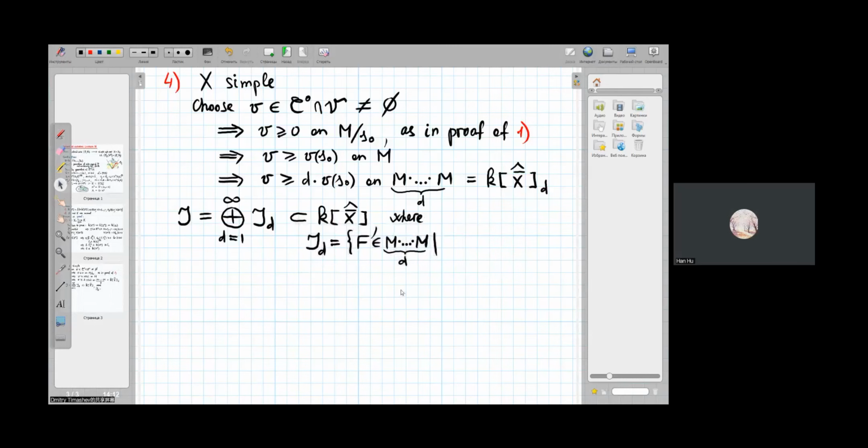We sum from 1, not from 0, because formally you can define this for 0 as well. Then F will be just scalars. But for scalars, both values are 0, so we have equality here. And I want to have a strict inequality, that is V of F is greater than D times V of S naught. So this is the definition of this guy.